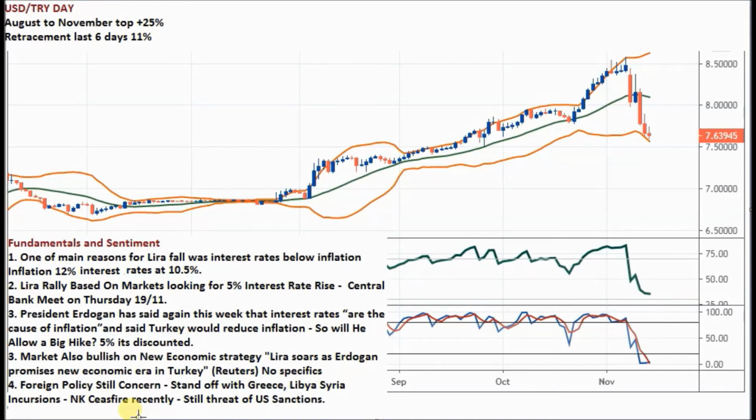Erdogan has a very aggressive foreign policy, and there's still the threat of US sanctions, as Turkey, a member of NATO, did actually buy a Russian missile defense system, which has angered the US. I think if Biden is confirmed as president, then you would possibly see sanctions. But for now, it's all about the new economic era and the interest rate hike.